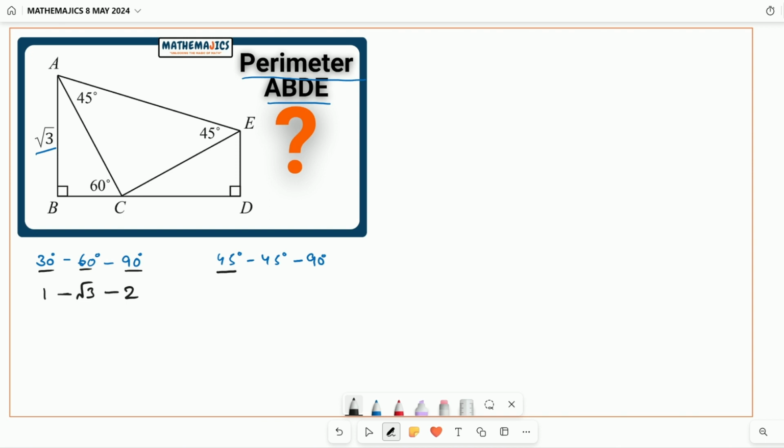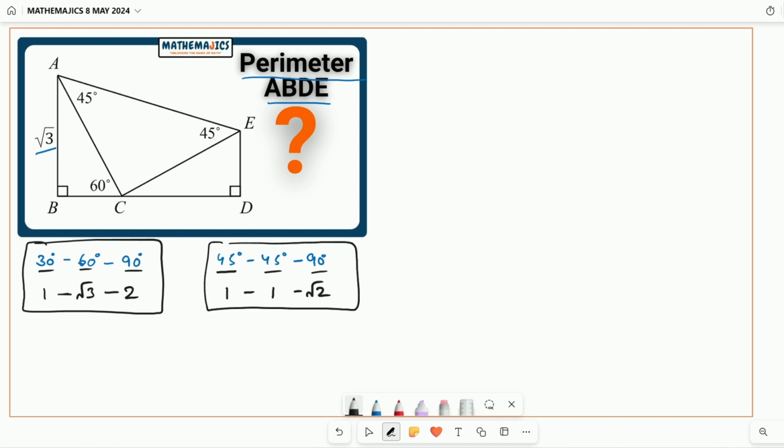When we come to the 45, 45, and 90-degree ratio, the ratio of sides opposite to 45, 45, and 90 will be 1, 1, and root 2. Mind you, these are the ratios, not the actual lengths of the sides. So we will be using these ratios to solve this question.